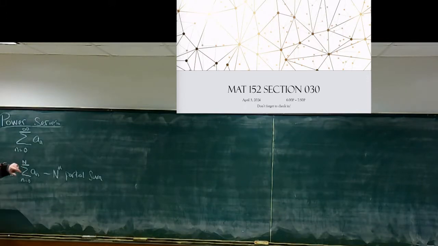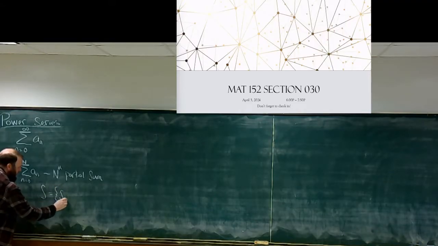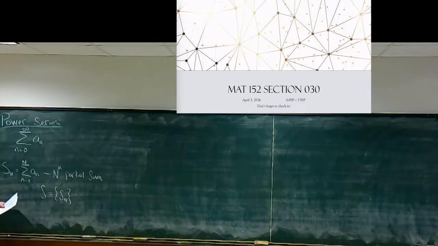If you only take the first n values, sum those up. That's called the nth partial sum, S sub n. Right, and then S is the sequence of all of your partial sums. A sub n is just some general term.